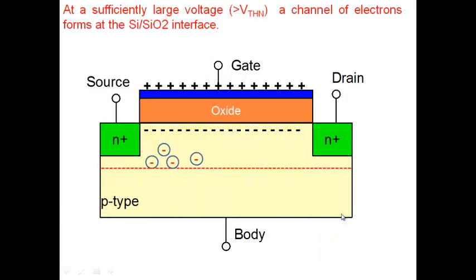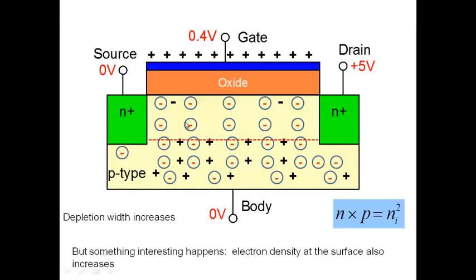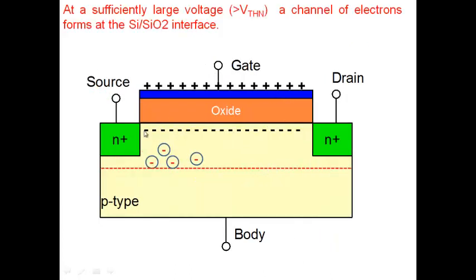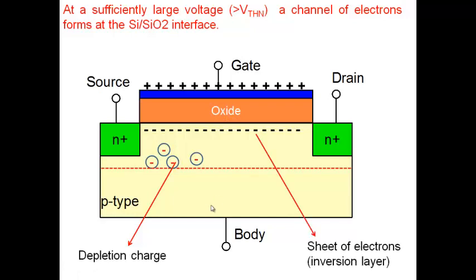Okay. So at a sufficiently large voltage, you keep on applying higher and higher voltage, more and more electrons appear at the surface, and you get a sheet of electrons at the surface. Eventually, if you apply sufficiently large voltage, let's say we call it a threshold voltage, a fairly large number of electrons appears at the surface here, and you have created a channel. And what is the basic principle? So this region is depleted, and the electrons are all at the surface here. Okay, and this is what we call an inversion layer.